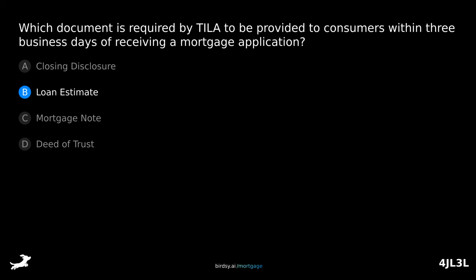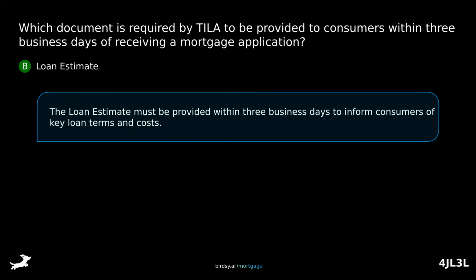B, loan estimate? C, mortgage note? Or D, deed of trust? The answer is B, loan estimate. The loan estimate must be provided within 3 business days to inform consumers of key loan terms and costs.